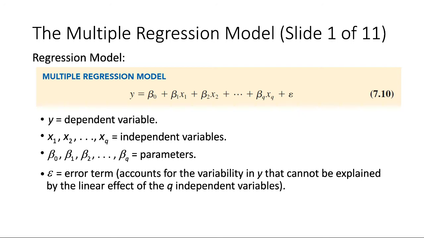world. We'll use q to represent the number of independent variables in the regression model, so that this multiple regression equation describes how the dependent variable y is related to the independent variables x1 to xq. And there is an intercept beta 0. Each independent variable has a slope or a coefficient, that is beta 1 to beta q. And finally, an error term e.